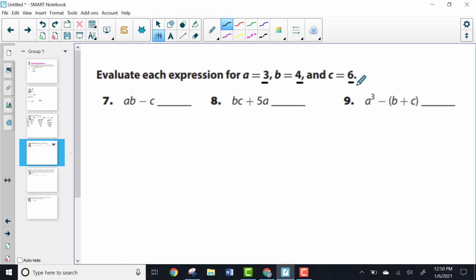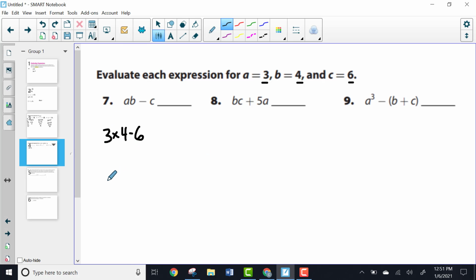So the first thing you want to do is just plug in all the numbers for your variables. So we have A is 3. Since it's AB, that means multiplication. 3 times 4 minus 6. Again, once you have everything set up, not too difficult at all to work through.